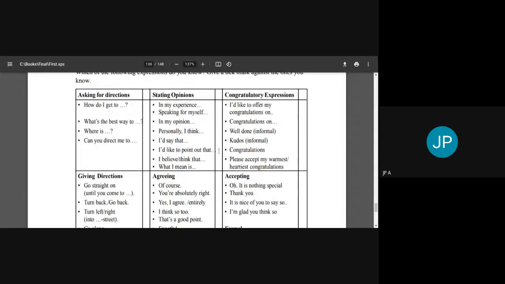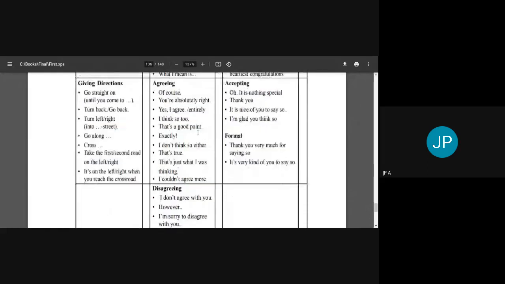These are self-explanatory. You can agree using these structures. You are right, you are absolutely right. I agree, that's a good point, exactly. I don't think so either. That is true. Just what I was thinking. I couldn't agree more. So this is a particular structure which you find in standard English usages.